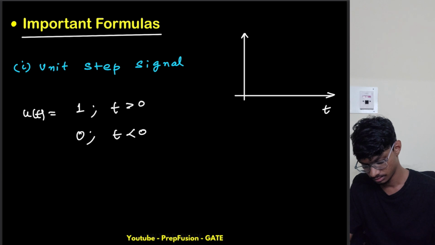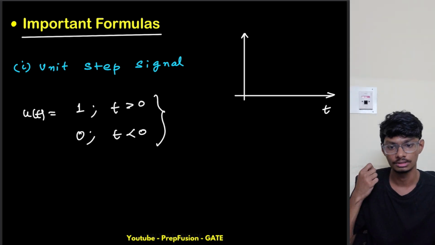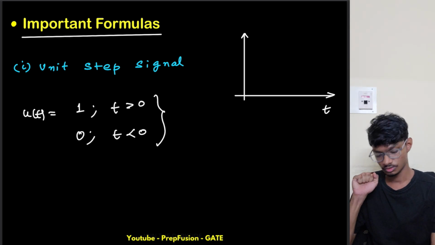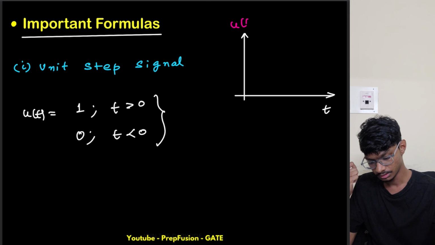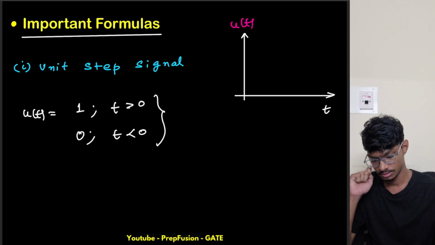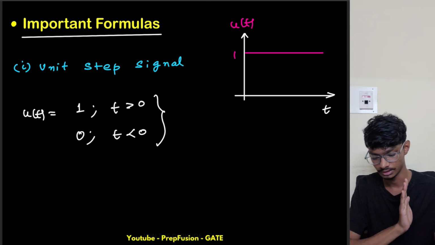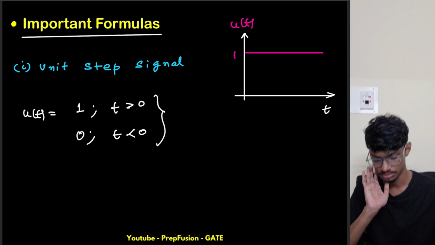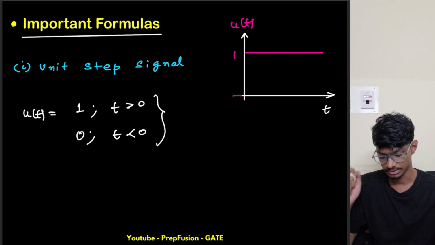This is basically the unit step signal. Let me plot the unit step signal here, u of t. It is 1 only for t greater than 0, and before that it is 0 only. So this is what a unit step signal is.